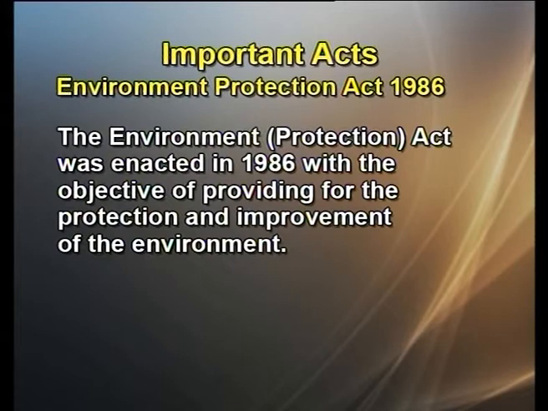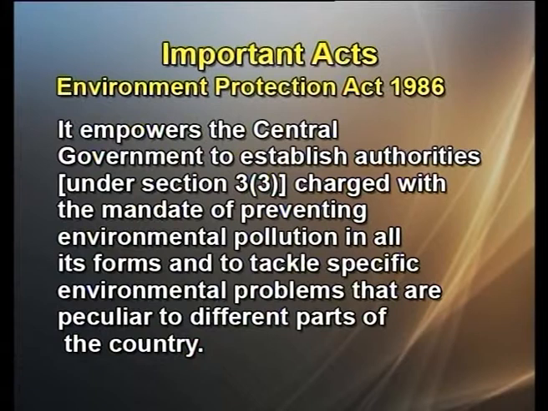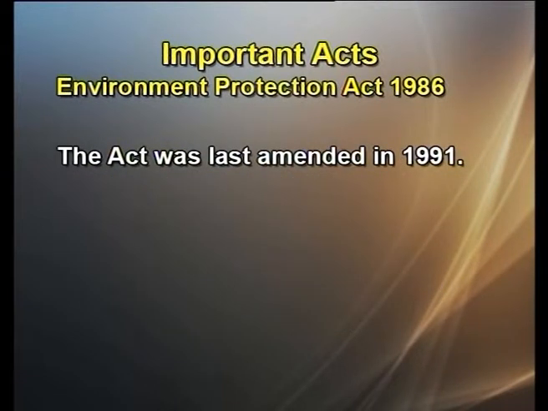Environment protection. The Environment Protection Act was enacted in 1986 with the objective of providing for the protection and improvement of the environment. It empowers the central government to establish authority under Section 3, Subclause 3, charged with the mandate of preventing environmental pollution in all its forms and to tackle specific environmental problems that are peculiar to different parts of the country. The Act was last amended in 1991.